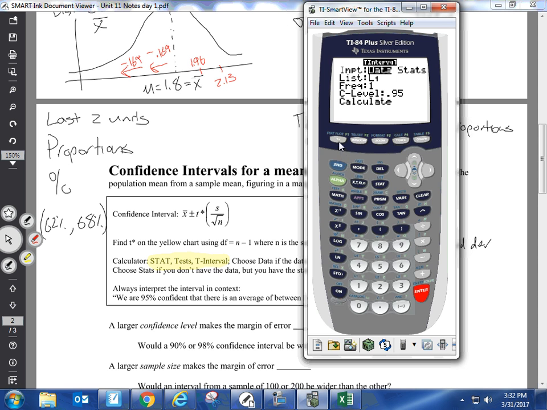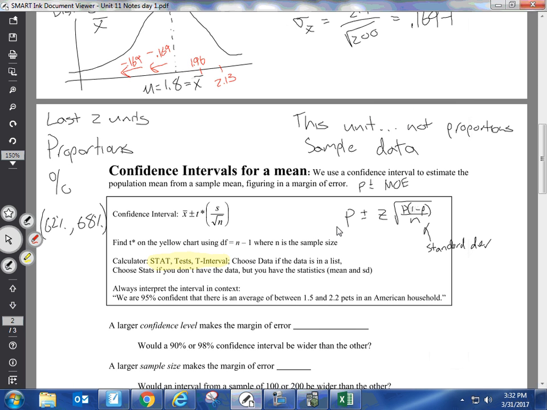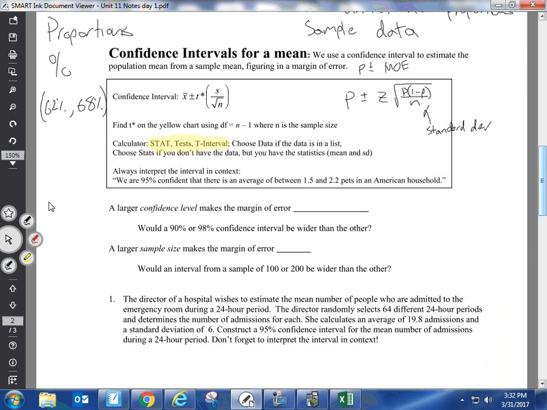Okay? Now, the things that we learned 2 units ago about confidence intervals still apply. So you answered this question 2 units ago, and you should be able to answer it today. A larger confidence level makes the margin of error what? Wider is correct, Mr. Galt. Excellent.